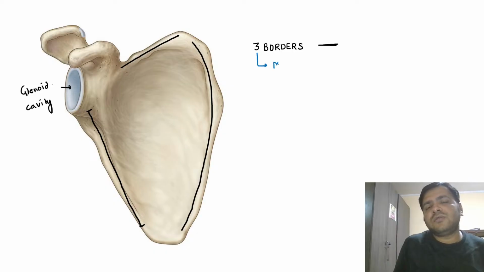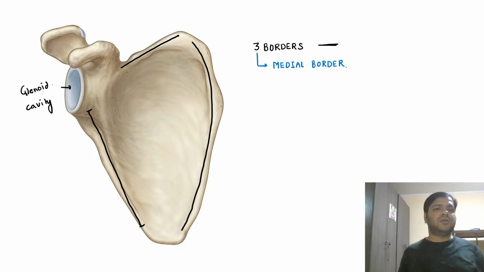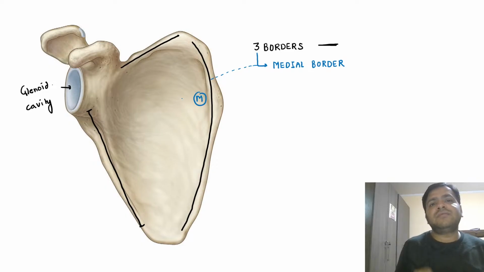So first we are going to discuss the medial border of the scapula. Remember this one, it is the medial border of the scapula. The medial border is the longest border of the scapula. Look, which border will be the one below the glenoid cavity? This will be the lateral border. And the biggest border, the opposite one, will be the medial, and the one above?